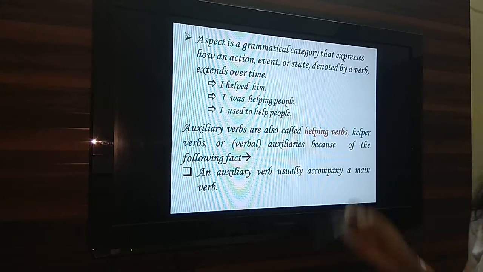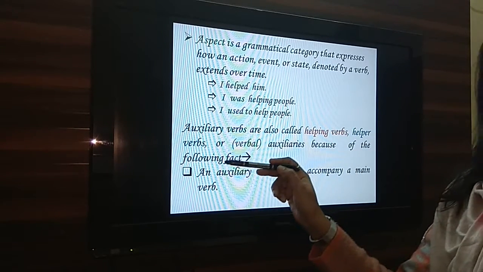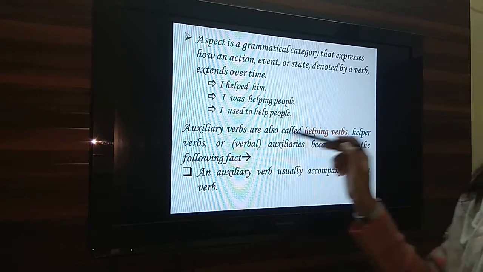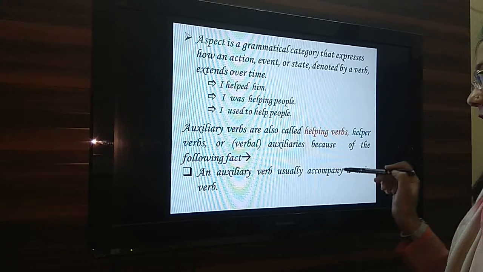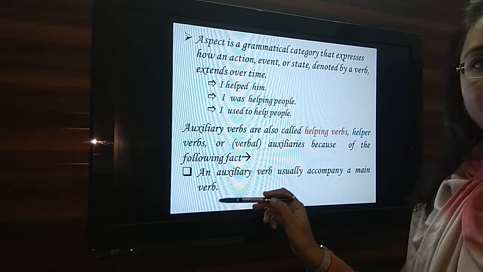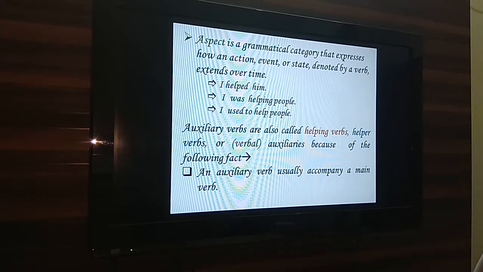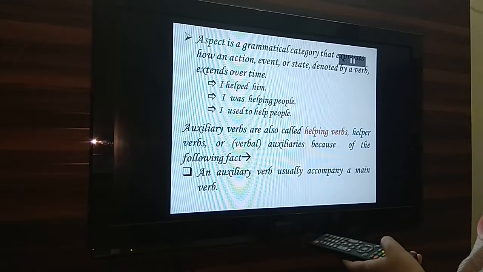Auxiliary verbs are also called helping verbs or helper verbs or verbal auxiliaries because of the following fact. An auxiliary verb usually accompanies a main verb. Now let's come to the next slide.